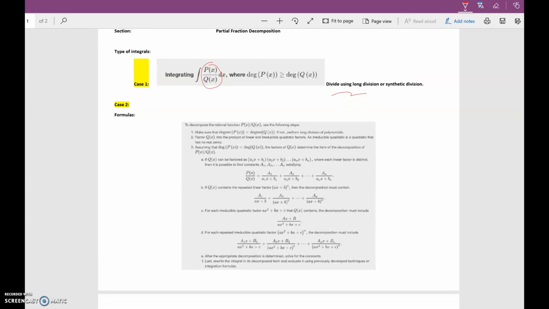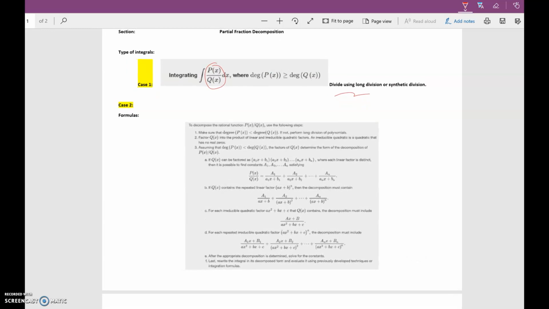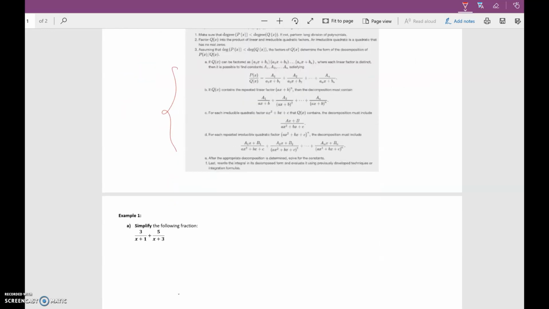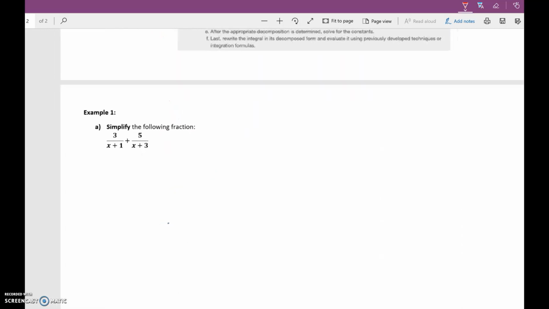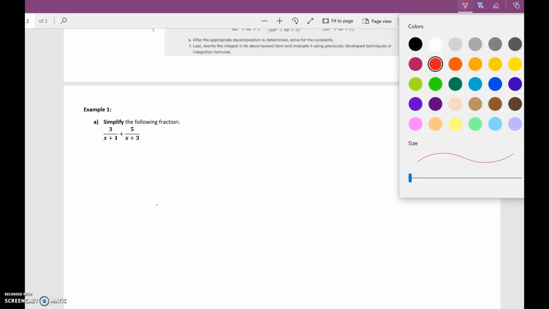The second case is the one that's messy. In the second case, you have some fractions, and depending on what the numerator and denominator are, you're going to use those formulas to simplify the integral, and we'll break it into pieces. Before we jump into those problems, let's take a look at the first example.